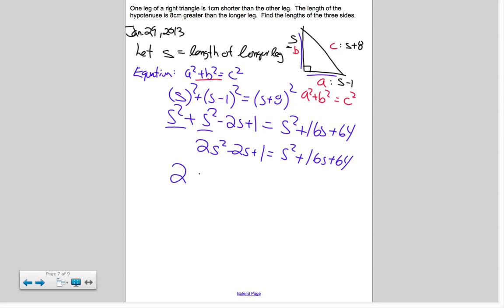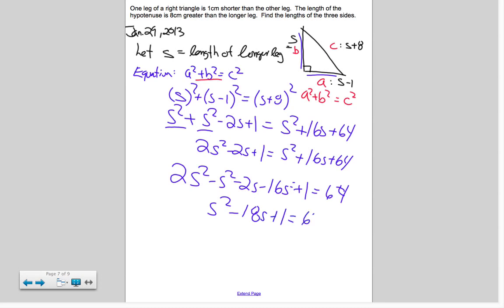Yeah. So we have 2s squared minus s squared. So we're going to subtract s squared from both sides. Then we're going to subtract 16s from both sides. And we still have 1 here, plus 1 is equal to 64. So now we can simplify even more on the left side: s squared minus 18s plus 1 is equal to 64. I guess it's a little bit closer, it looks a little bit more tidy, but how can I still solve for this? How can I still solve for this?